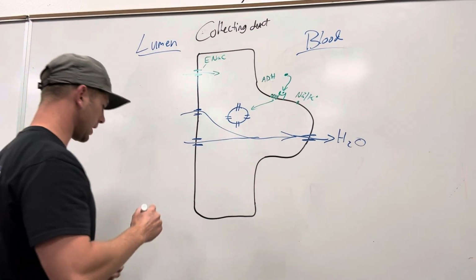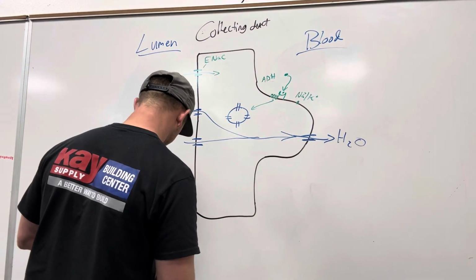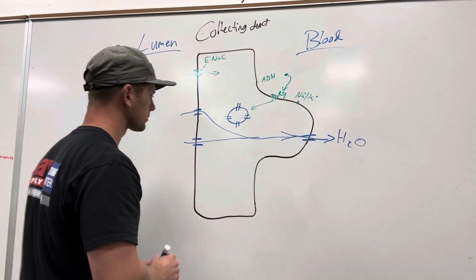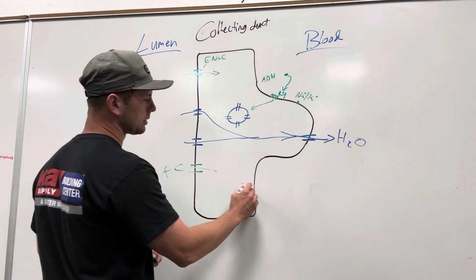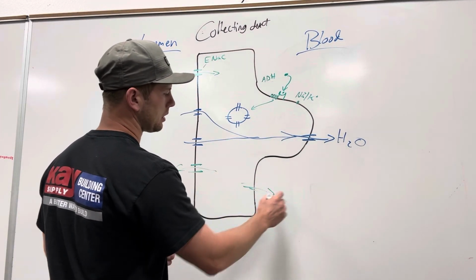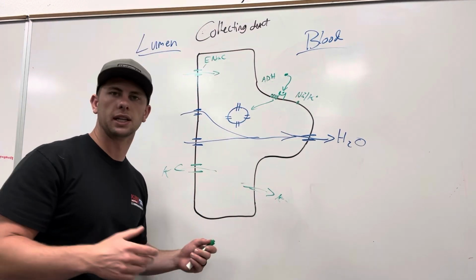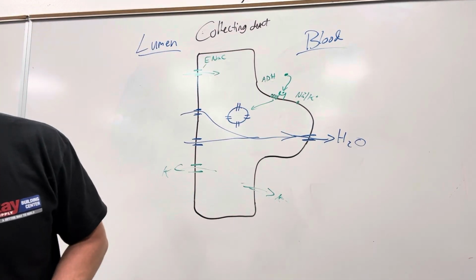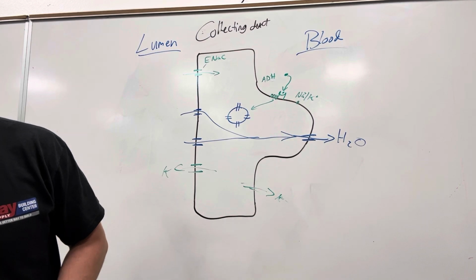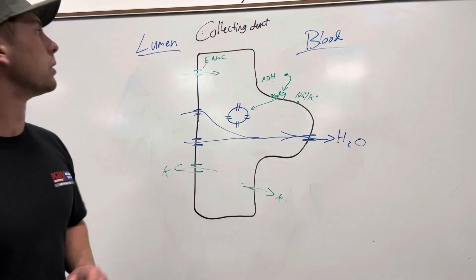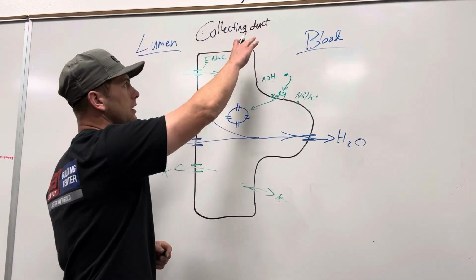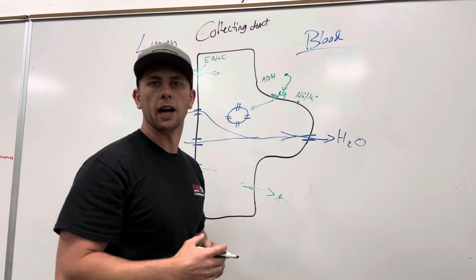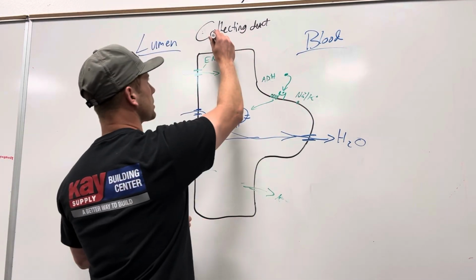We also have leak channels. Change back to green. Potassium leak channels, so they can go where they need to be. A big thing, these are principal cells. So in the collecting duct, we have 3 different types of cells, and these are the principal cells.